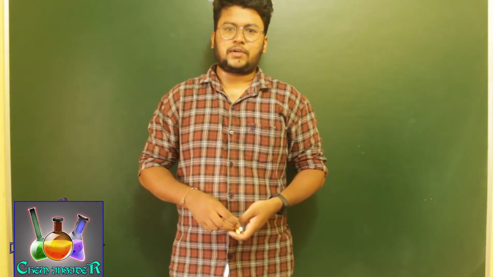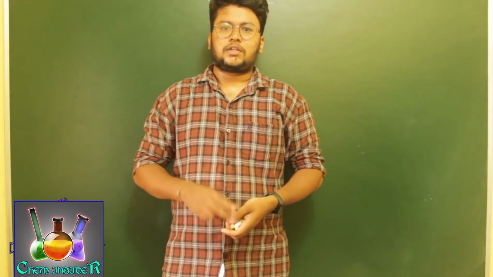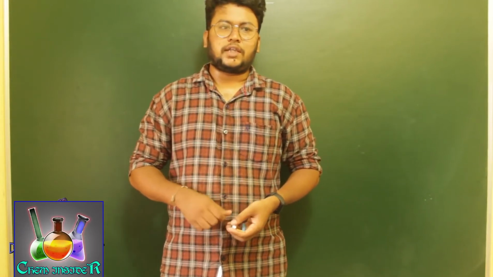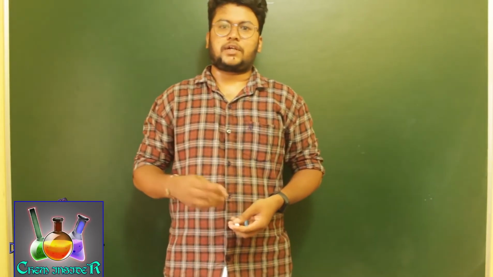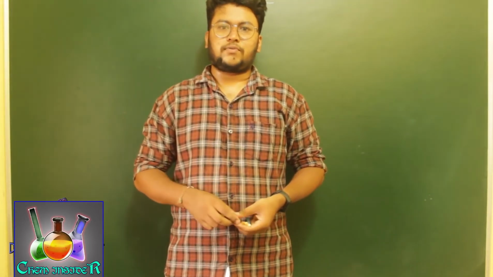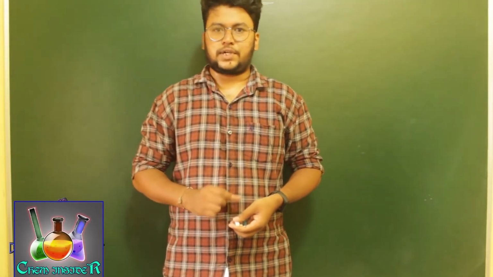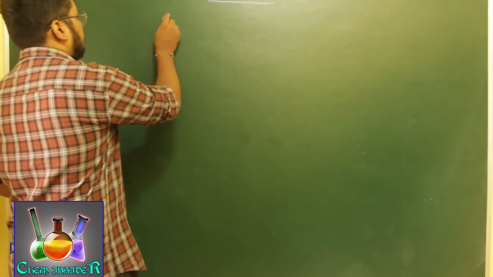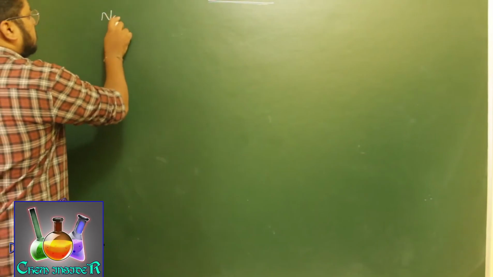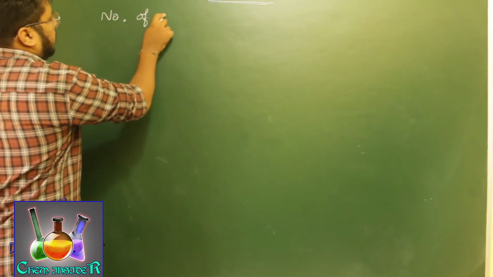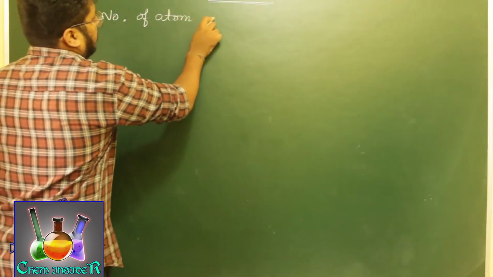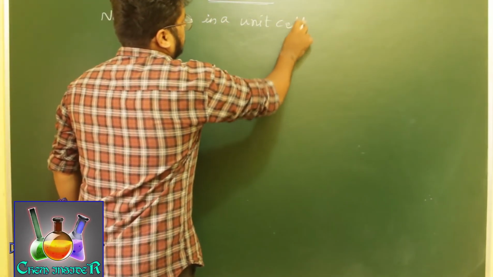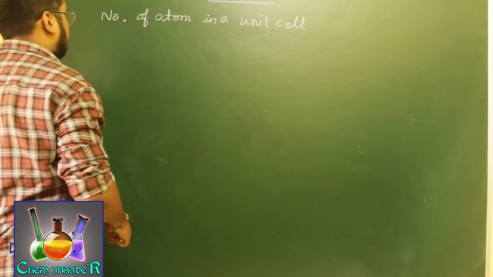So today in this topic we are going to discuss the first chapter of class 12, solid state chemistry. In the previous classes we have discussed the characteristic features of crystals, types of unit cells and the 7 regular shapes of a unit cell. So now in this class we are going to discuss the number of atoms in a unit cell.